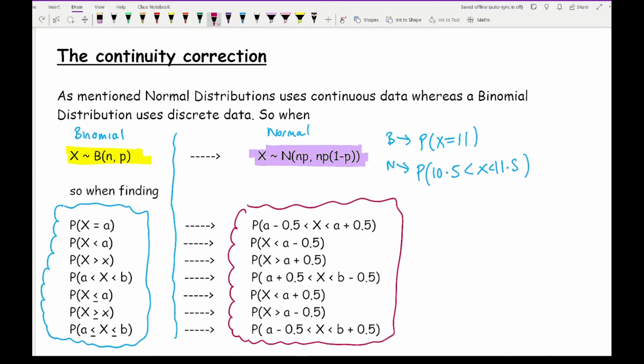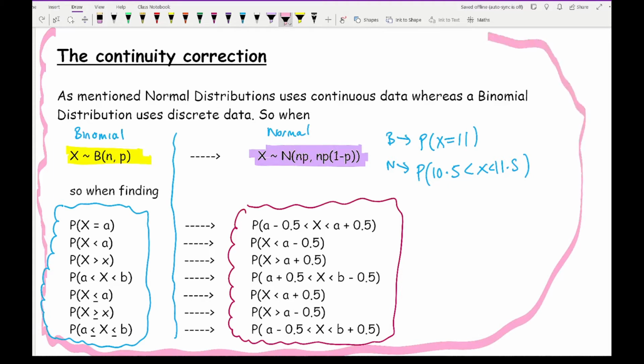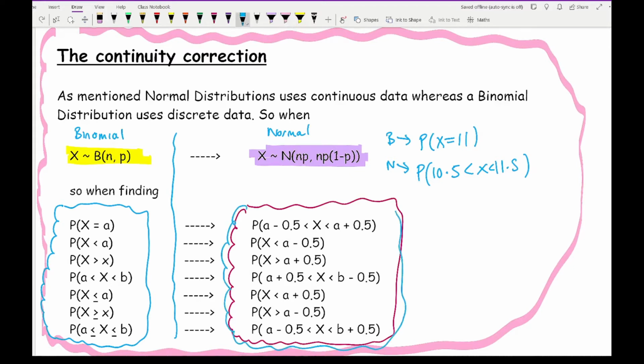So you just need to know, are you including that value of a, or are you not wanting it? If you are wanting it, then you need to go 0.5 below, and if you're not wanting it, you need to go either 0.5 above or below, depending on the direction of your inequality. But this is definitely something that I would include in your notes when talking about the continuity correction. Now some questions worth 1 mark might ask you to state the continuity correction, and this is basically what they are asking. This here and this notation is your continuity correction.